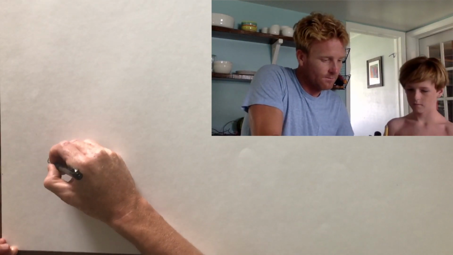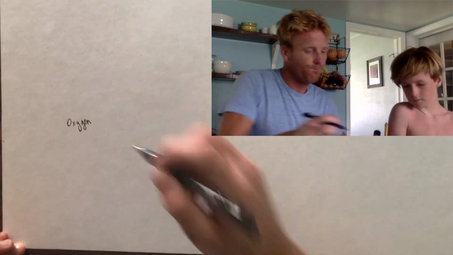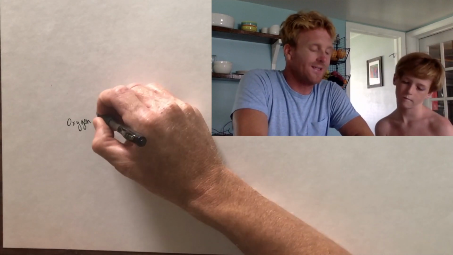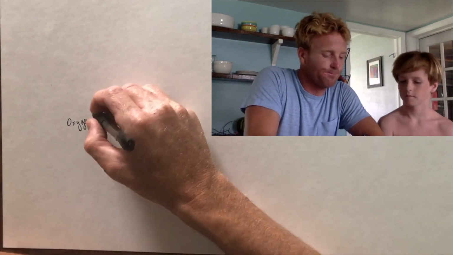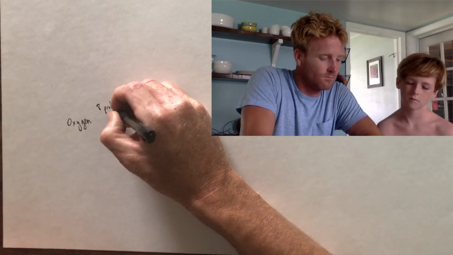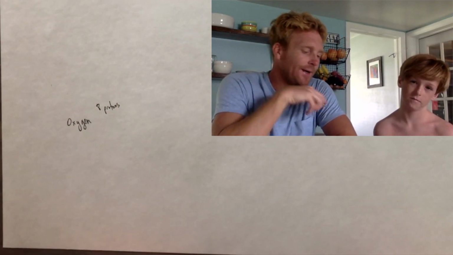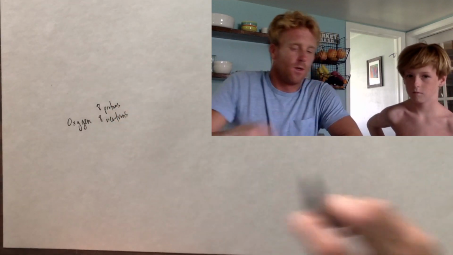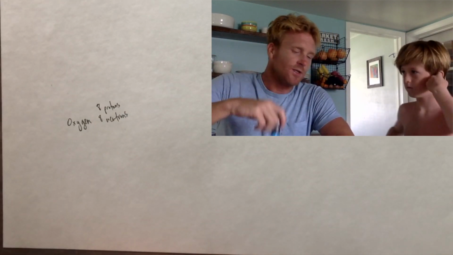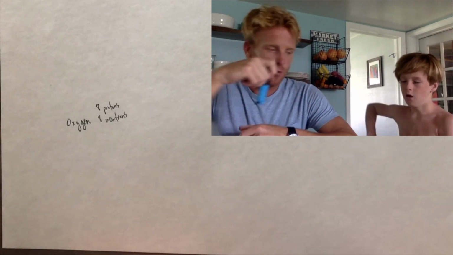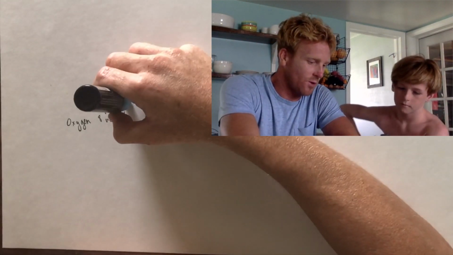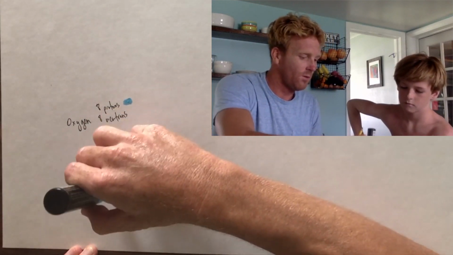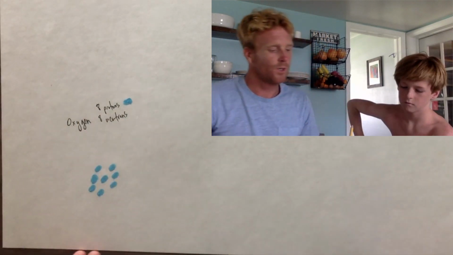All right, so this is oxygen. Now oxygen is gonna contain 8 protons, and it's going to contain 8 neutrons. These protons and neutrons hang out in the middle of the atom and they make up the nucleus. So these 8 protons, I'm gonna draw these guys in blue. We're gonna have 1, 2, 3, 4, 5, 6, 7, 8. Those are the protons.